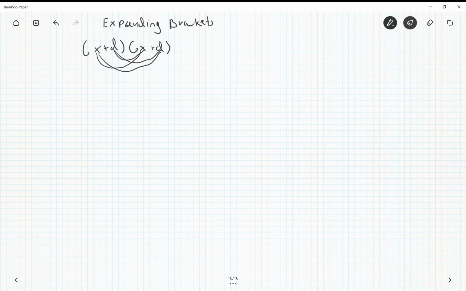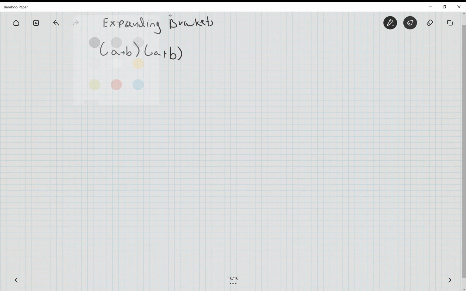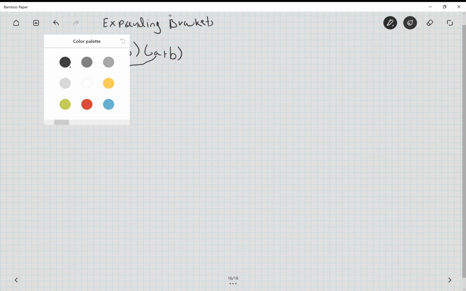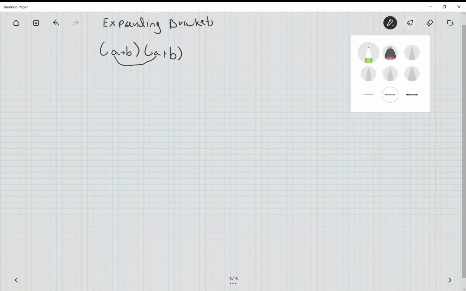So now what we'll be doing, let's just actually go through and see what happens. Actually, instead of x plus d, I should probably make it a plus b. Just makes it easier. A plus b times a plus b. So let's say we start off with a multiplied the first term of the second bracket. So a times a, well, that equals a squared. Wait, what just happened?